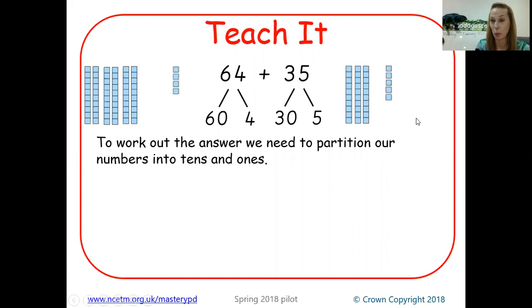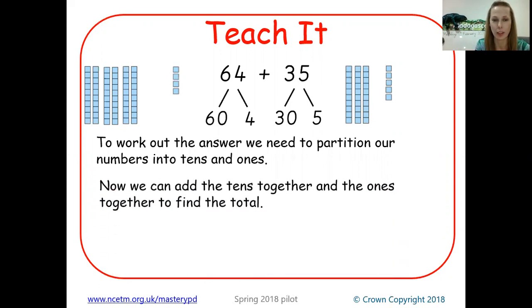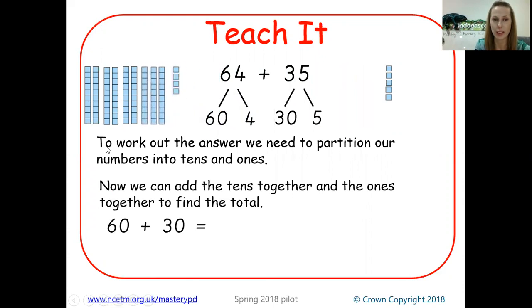Okay, can you remember what we have to do next? Can you tell your adult? That's right, we've got to put all the 10s together and all the 1s together. Okay, so let's have a look at that. So we've got 60 over here and 30 over here. So 60 add 30, zoom it across. We've got 60, 70, 80, 90, 90 altogether.